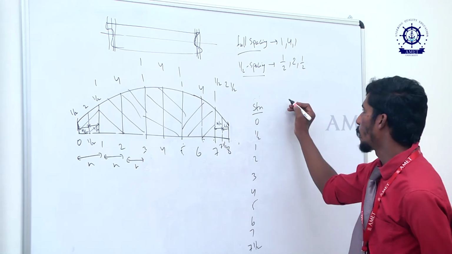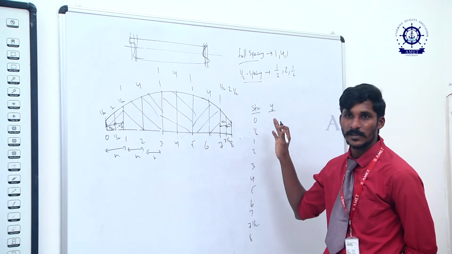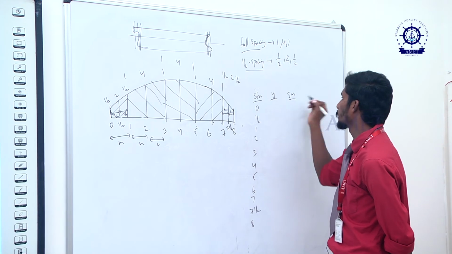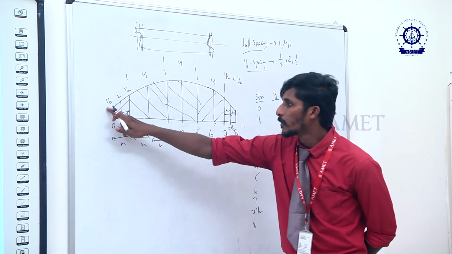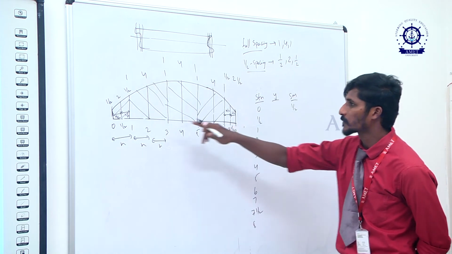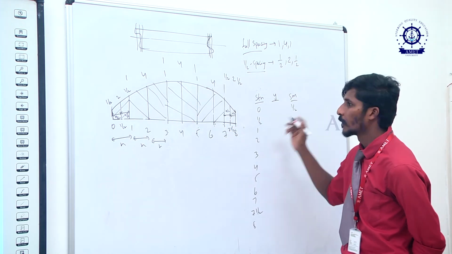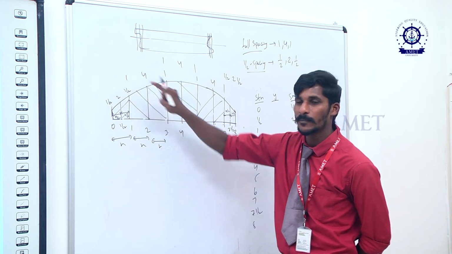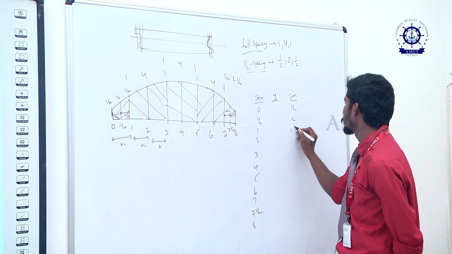So we will have ordinate values. There is no need to concentrate on ordinates; we will just concentrate on the Simpson multiplier. So what will happen now? For the 0 station, the multiplier will become half. For the half station, it becomes 2. Now what happened here? It becomes half plus 1, so the multiplier becomes 1.5.